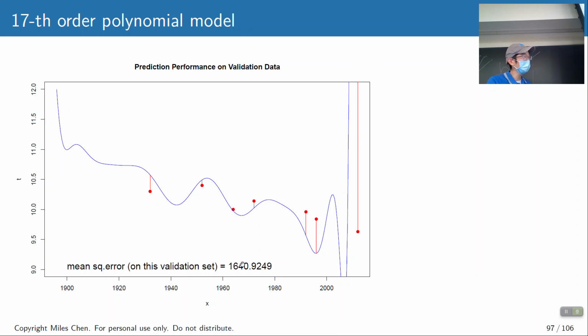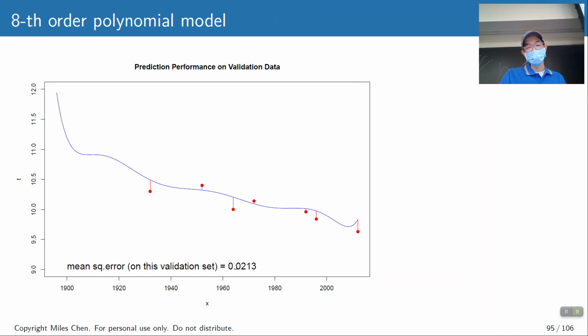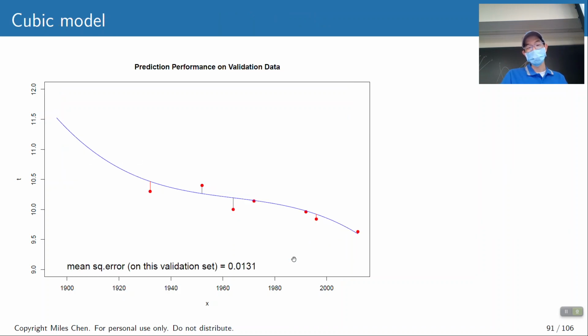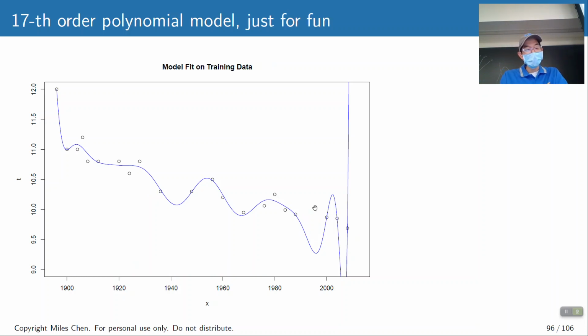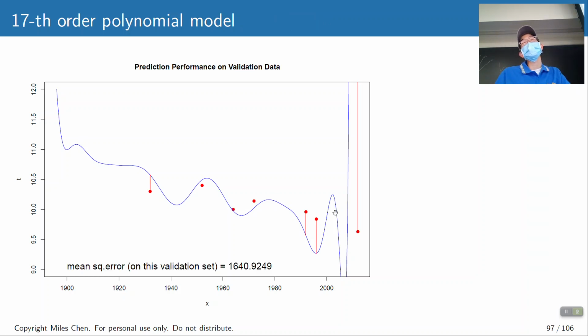And so the mean squared error on this validation set is this comically large 1,640, compared to the mean squared error over here, which is like 0.02 and 0.01 or something like that. So this 17th order polynomial, perhaps if we looked at the mean squared error here, is small, but when we check it on the validation set, it's a ridiculously large value.